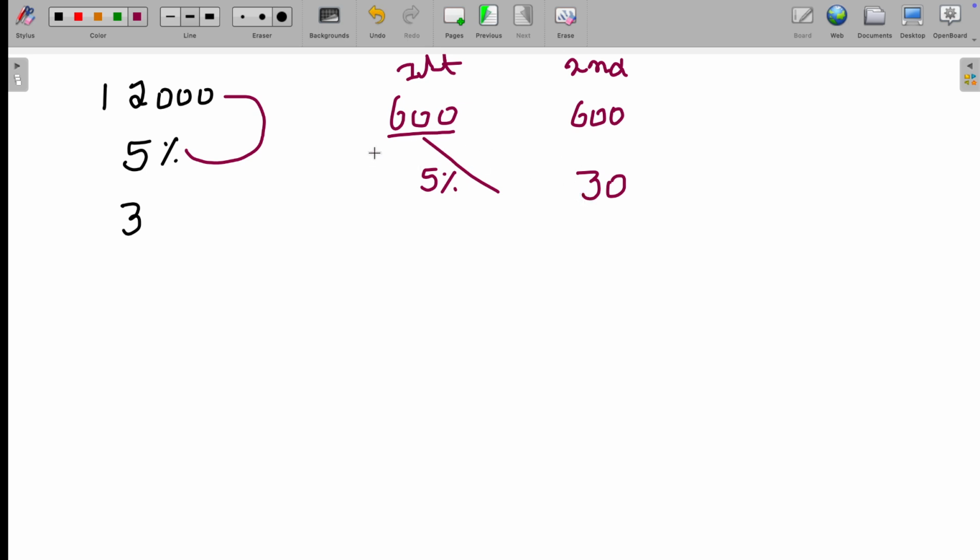But if the question is 3 years, third year we have to write it again, 600 for this. How many previous years we have? 2 previous years. Now calculate individually. For this, see in board, observe. For this 5%, that is 30. For this 5%, that is 30. For this also 5%, 1.5. That will be your answer. Clear? So add it, you will get answer. 600, 600, 600, 30, 30, 30, 1.5.